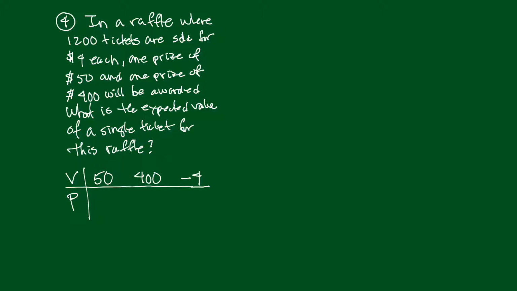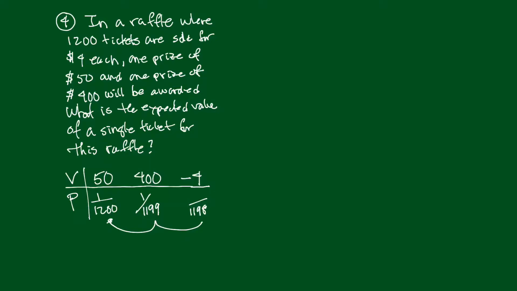Now, for that $50, there's one ticket out of 1,200 that's going to do that for you. Now, one ticket's gone. Now, what about that $400? Well, there's one chance you're going to get the $400, but there's not 1,200 tickets left, right? You took one out, so there's 1,199 tickets left. Now you've removed 2 tickets. So what's the probability of losing? Well, there's 1,198 tickets left, right? There was 1,200 to begin with. You took out one, so there's 1,199 left. Now you've removed 2, so there's 1,198 left.